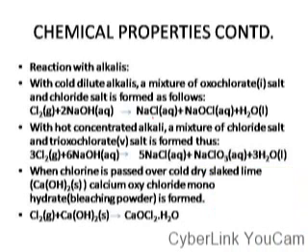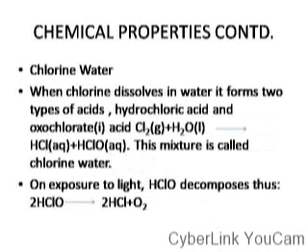If chlorine is passed into dry slaked lime, that is calcium hydroxide in solid form, it will form bleaching powder. The formula of bleaching powder is CaOCl2.H2O, that is calcium oxochloride monohydrate. And that is what we use as bleaching powder.